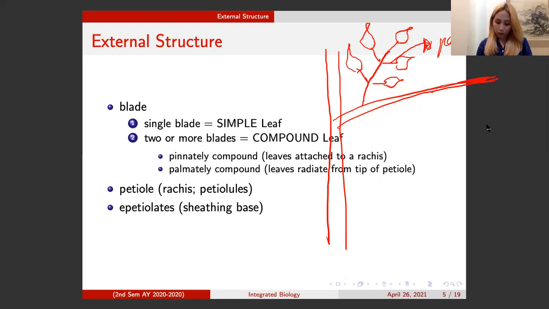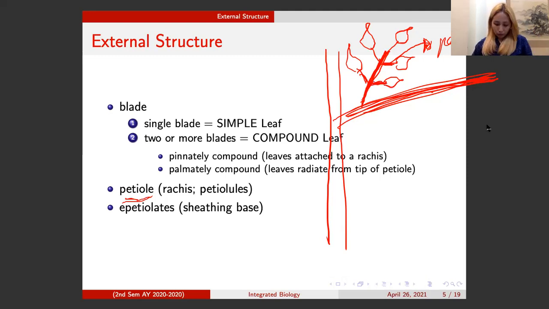Okay? Those small ones. So from the petiole, that is what this is trying to say, right? The connection of a pinnately compound leaf from the petioles would be the rachis and then the petioles.